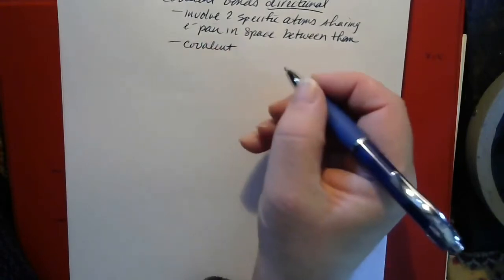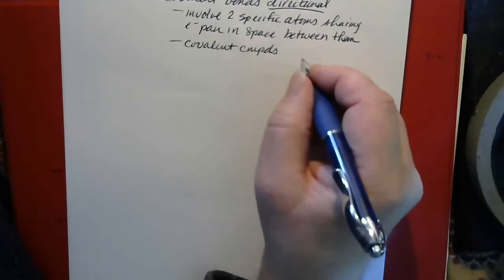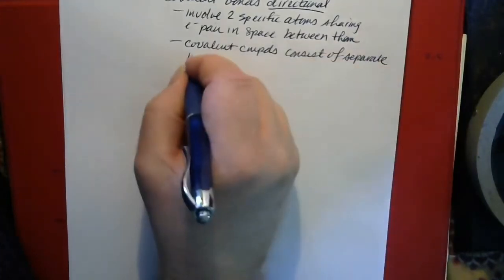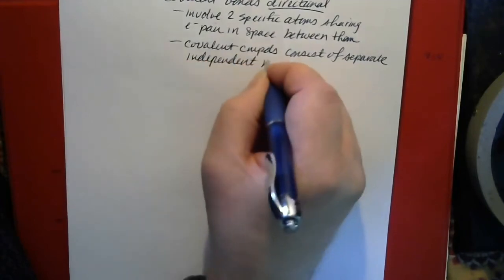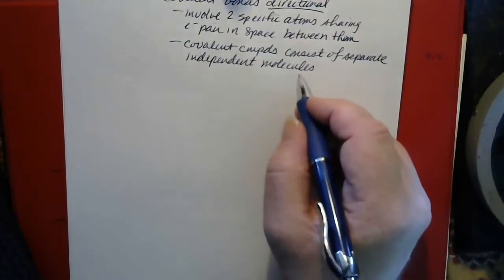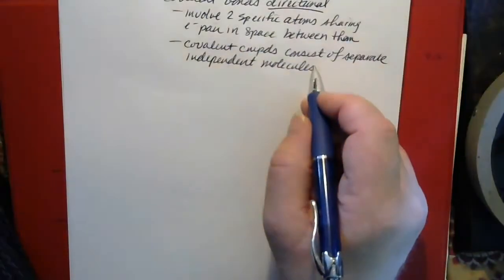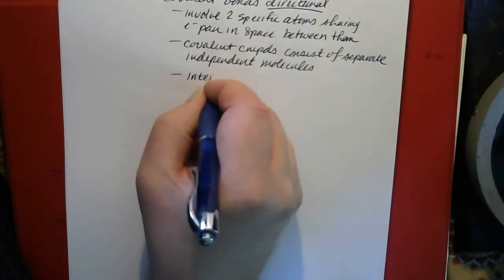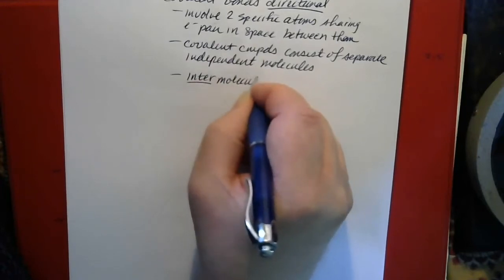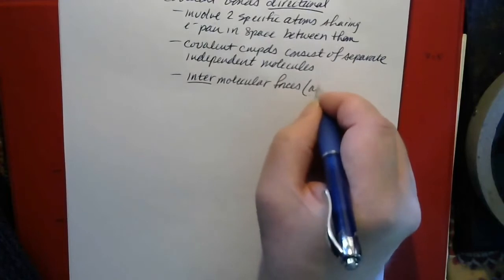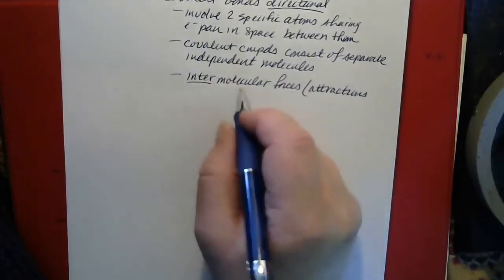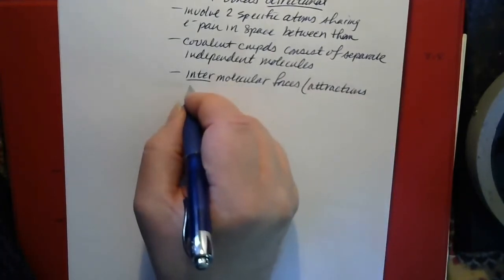And because that attraction doesn't radiate out in all directions, covalent compounds consist of separate independent molecules, as opposed to the three-dimensional array of positive and negative ions like you get in ionic compounds. And for covalent compounds, intermolecular forces, and these are what we mean by inter means between or among. So when we talk about intermolecular forces, we're talking about attractions between molecules.